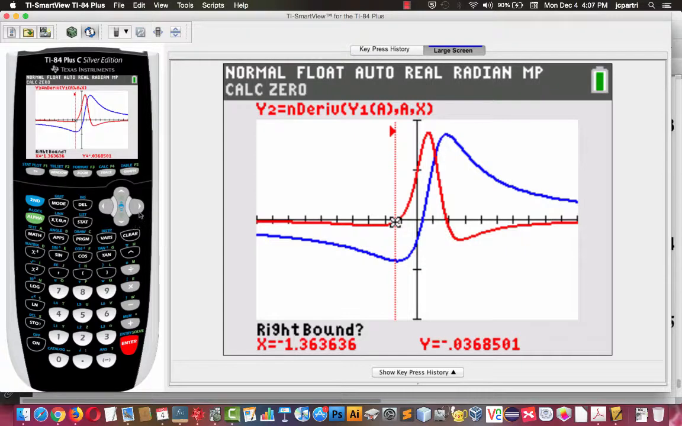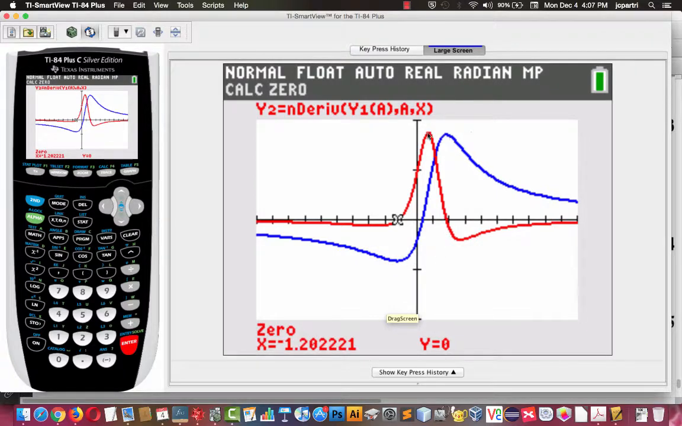So I choose a point to the left, I choose a point to the right, and I hit enter. I'm going to let it do its thing, and bam, there we go, negative 1.202221. And so that is very close. And so where it crosses the x-axis for the first derivative also happens to be that x value where we have a local minimum.